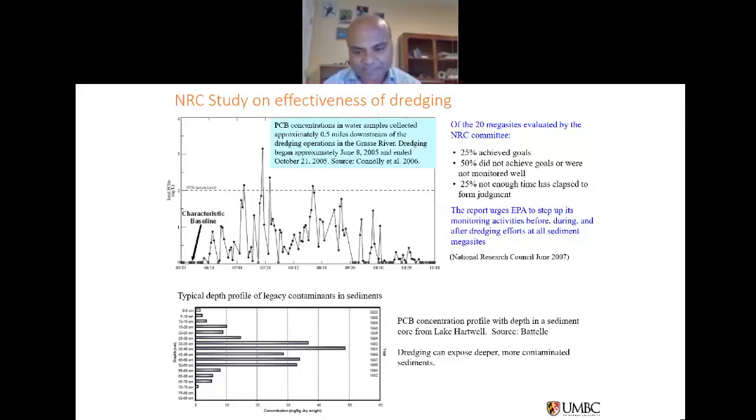So this is a picture. This is a busy slide. Let me take you through this. The one on the top, actually both of these, the one on the top comes from a National Research Council study that was done a few years ago, looking at effectiveness of dredging to remove contaminated sediments and the impact on water quality for 20 megasites that were cleaned up.